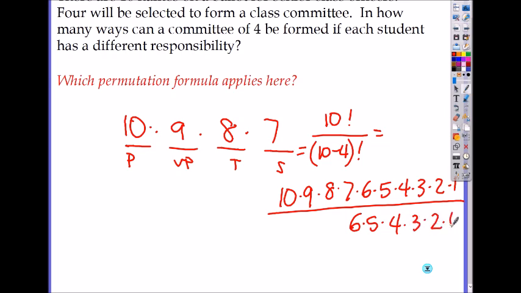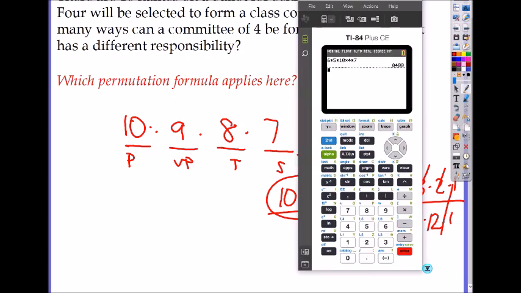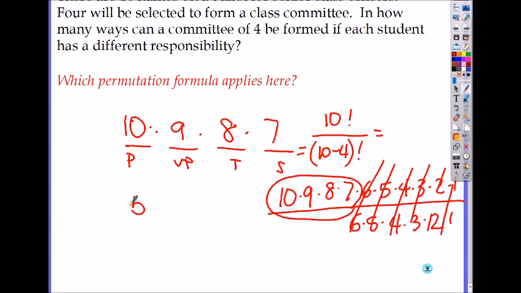So you see what happens? These get canceled out, right? They become 1s. 6 divided by 6 becomes 1. They cancel out. So you end up getting 10 times 9 times 8 times 7, which we got from here. So what is that? What is 10 times 9 times 8 times 7? 5,040 different ways is your answer.